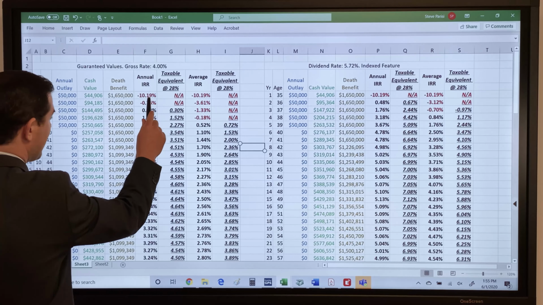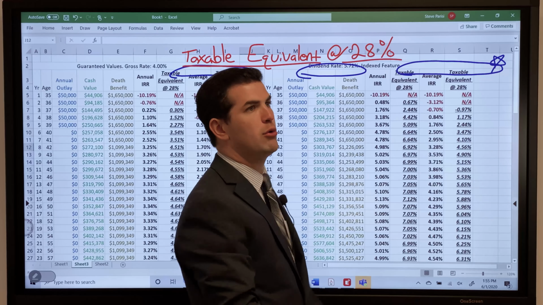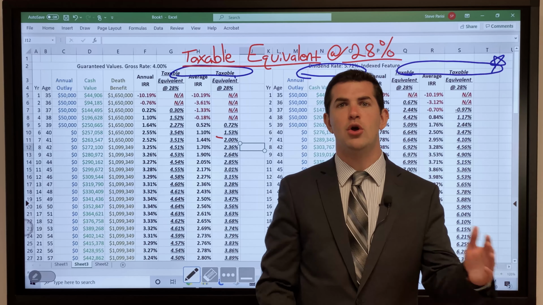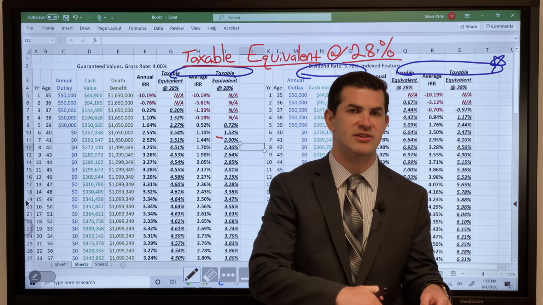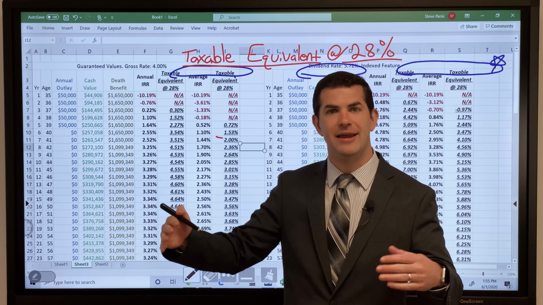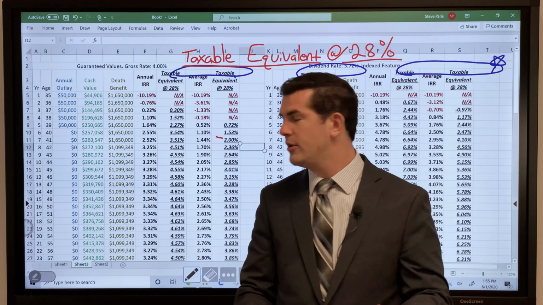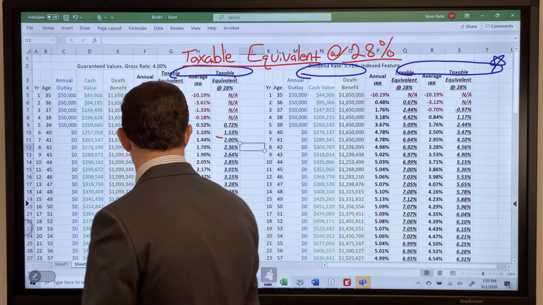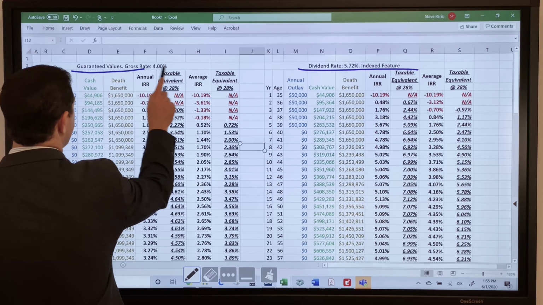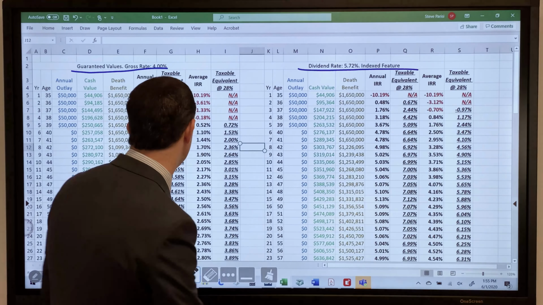Okay, so taxable equivalent. What this means is we ran here a 28% tax bracket, meaning if the individual was in a 28% tax bracket, what would he have to earn to get the same tax-free equivalent in the life insurance product? So, for example, we looked at the worst case scenario, guaranteed values, and then the opposite end of the spectrum with the best case scenario, that index feature. That way we don't have to try and cram them all on one page.